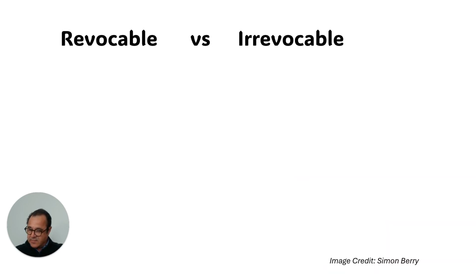Okay, so that's fixed and discretionary. Now I'd like to talk about revocable and irrevocable. Okay, fancy words. Revocable means that I can cancel it, and irrevocable means I cannot cancel it.